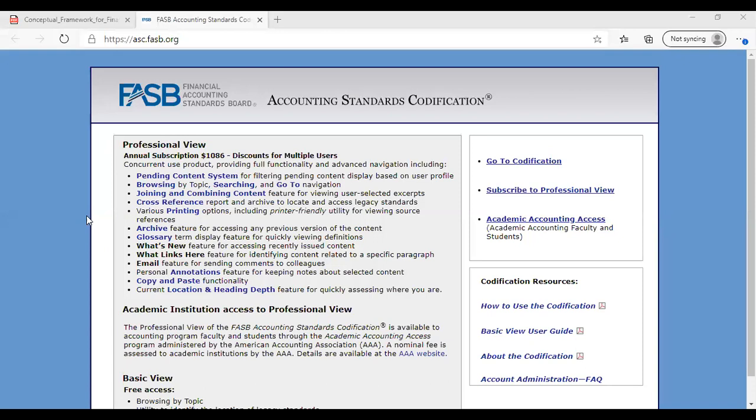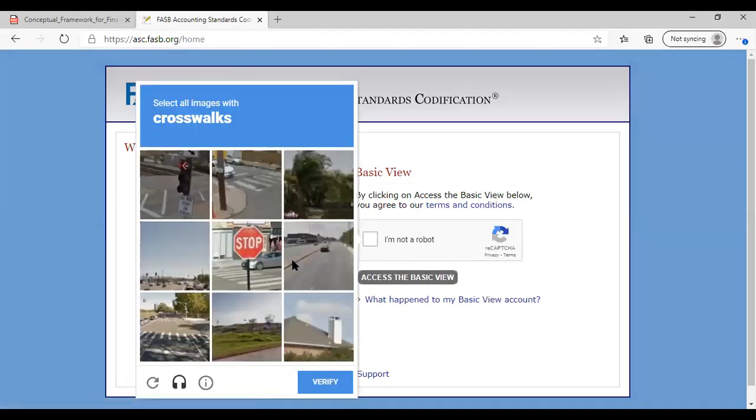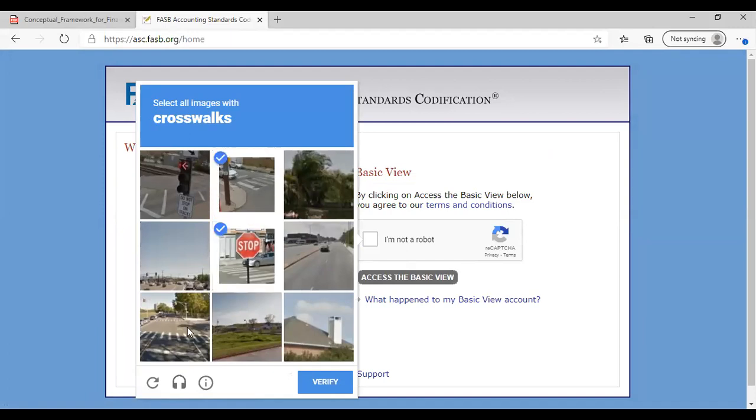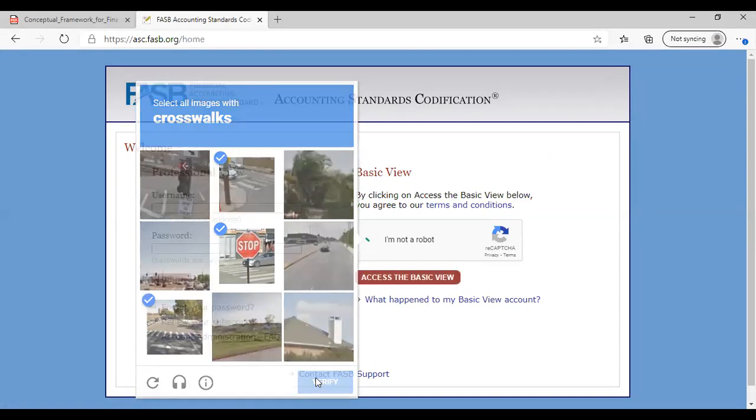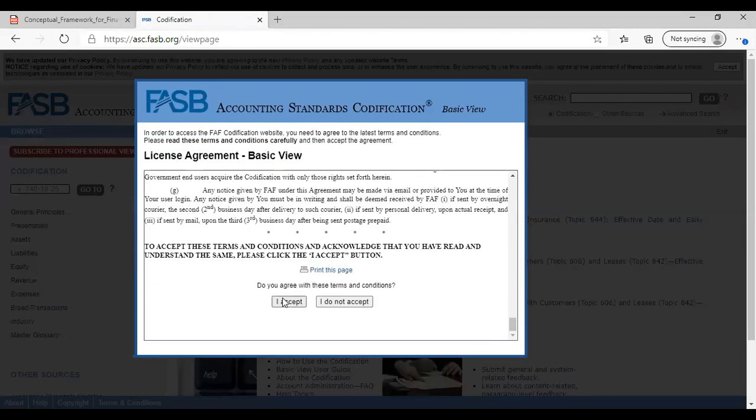Let's see, here we go. All right, so now we're back at the FASB website, and we're going to go to codification. We're just going to say access basic view. It's going to make me say I'm not a robot: select all images with crosswalks. I don't think that's a crosswalk, that's like a train track. That's a crosswalk, and you can't really see one in that picture. Let's see if that does it. All right, access the basic view. Okay, now you see it pulls up. We have to agree to all their terms, which I'm not going to read.